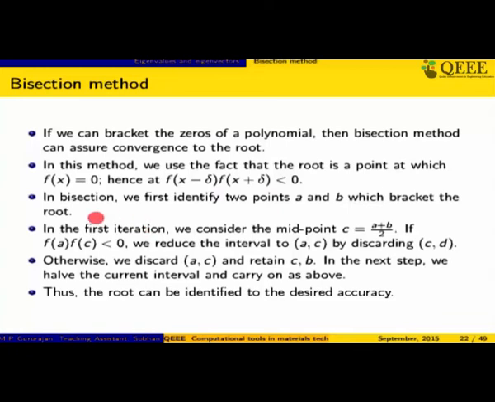Now bisection. You identify 2 points A, B. You find out whether the root lies between A and A plus B by 2, or between A plus B by 2 and B, and correspondingly you discard half of the interval. So by choosing to discard half of the interval at every step, you reach the root. You can decide to what accuracy, so you can keep on refining your interval to get to the actual solution.